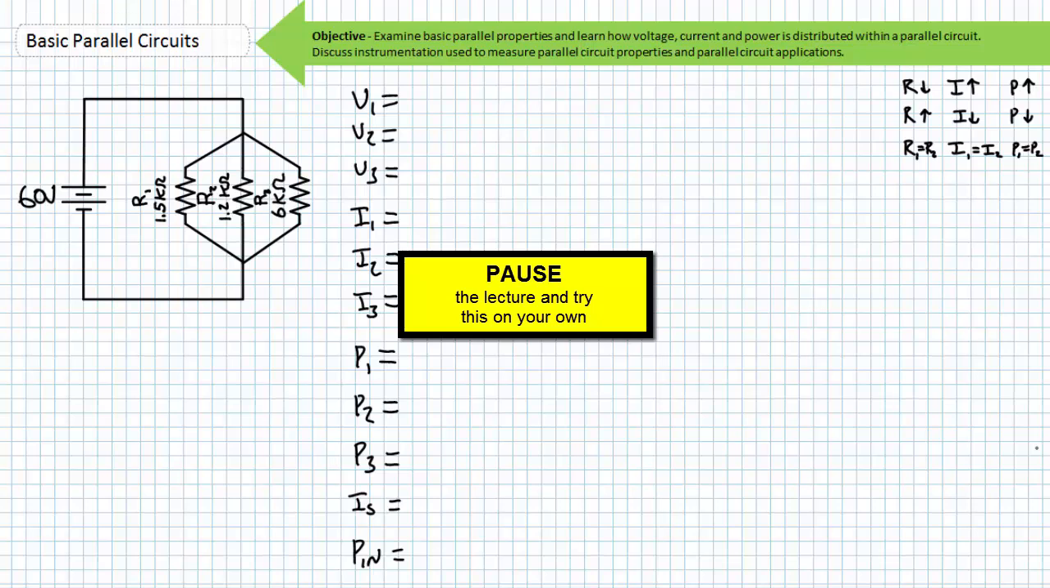Solve for everything. Voltage across all components, current through all components, power dissipated by all components, current and power supplied by the source. Notice I am not asking you to solve for total resistance, but if you want to do it the hard way, that option is available.